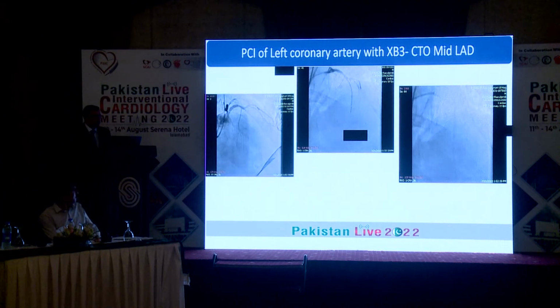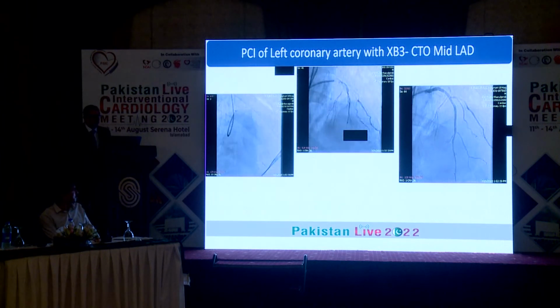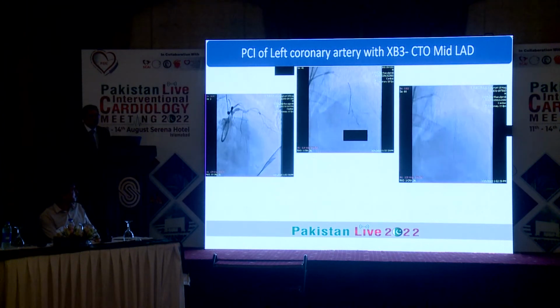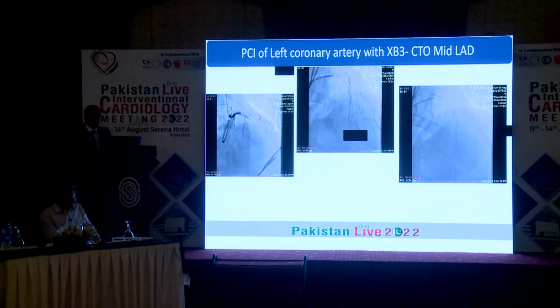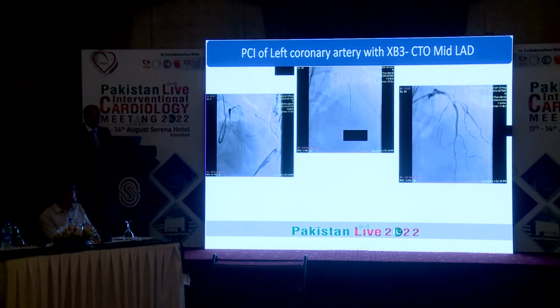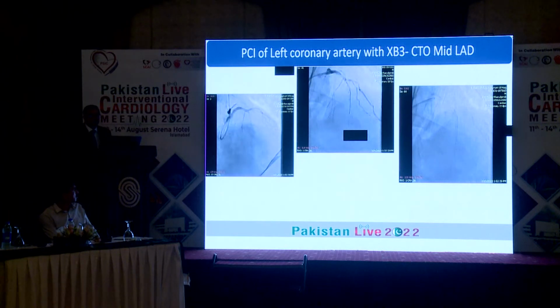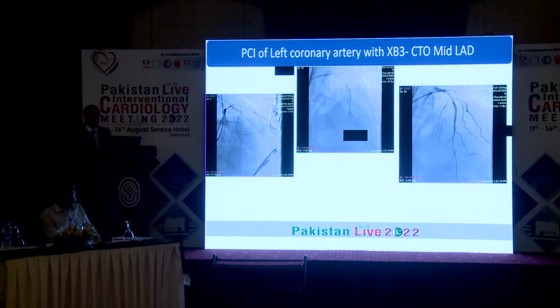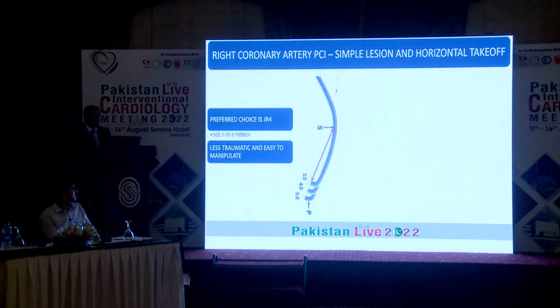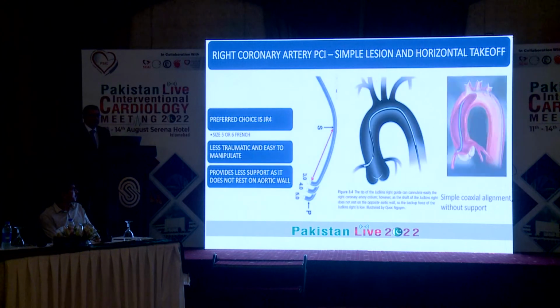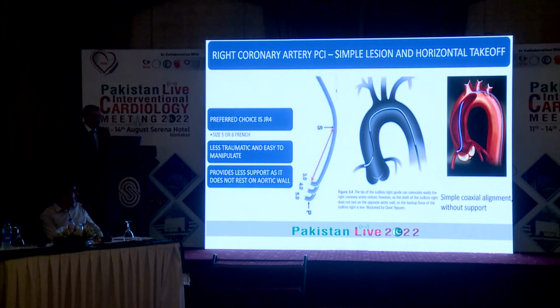And here it is a CTO case in which the operator was quite comfortable by using EBU, because you do not want to fight with the lesion and with the guide at the same time. You want to focus on the lesion, and if the guide support is not good, your procedure would not be successful. So in the right side, if the artery is having normal origin, then Jitkin right is sufficient.